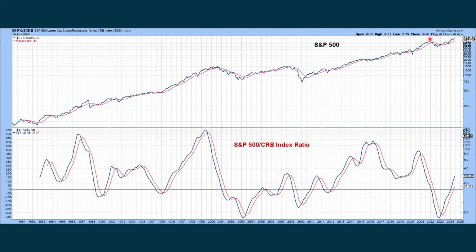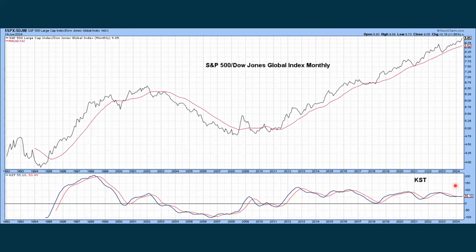Then we look at the S&P on top. This is a daily chart, and we do a ratio between the S&P and the CRB index. This continues to show that the S&P is outperforming commodities, even though they're both in uptrends right now. Then we look at the S&P and Dow Jones Global Index on a monthly basis. This is showing how the S&P is outperforming. The momentum oscillator used here is the KST, and they're pretty much on top of each other.